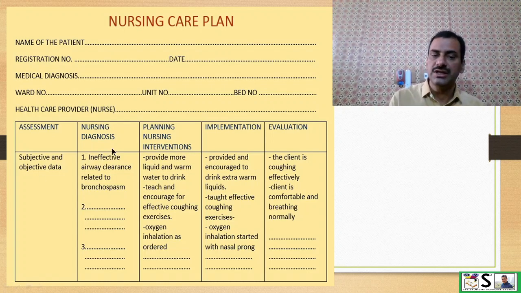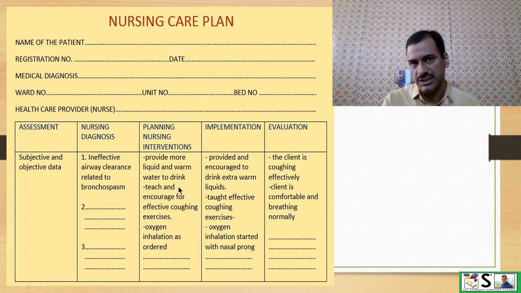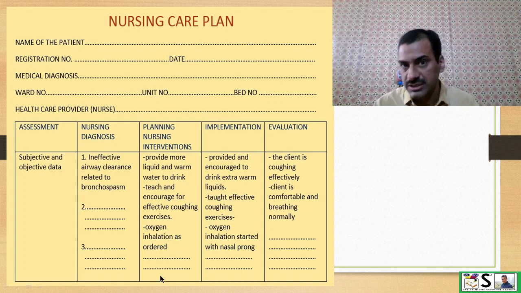Now nursing intervention or expected outcome we write here. For one diagnosis we make 2, 3 or as many as possible nursing plans. We write here interventions, that is provide more liquid and warm water to drink. One intervention. Second, teach and encourage effective coughing and breathing exercises. Oxygen inhalation as ordered. So we have written these 3 interventions and we will implement them. So for each diagnosis we write this and our writing of nursing care plan is now okay.